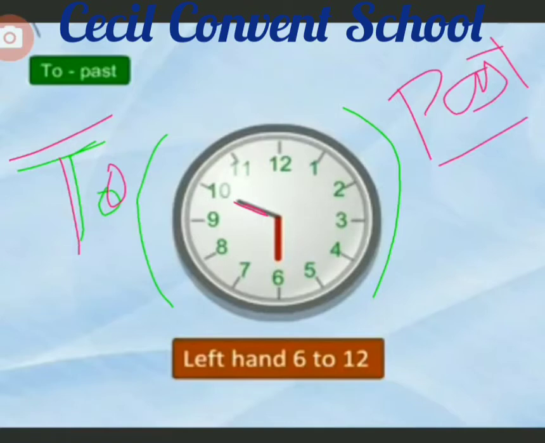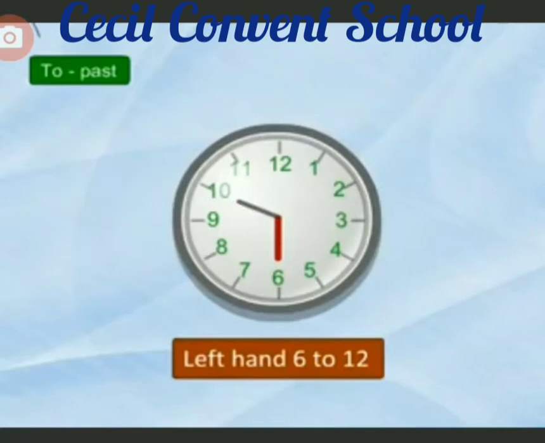And one more thing I just want to tell you, that if the minute hand is on 6, we will consider it half, because 30 minutes have passed, and when 30 minutes have passed, you know that 1 hour is equal to 60 minutes, means 60 minutes is a full 1 hour.